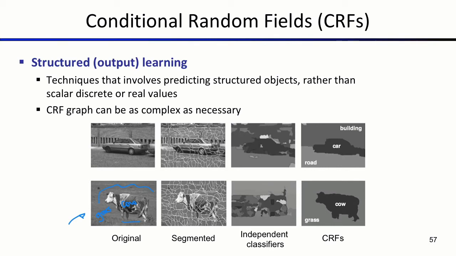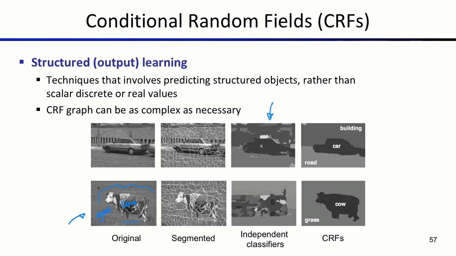The first task is to segment the image. I'm going to divide the image according to the color of the pixels or other characteristics. After I have segmented the image, I'm going to use a classifier to classify each segment. So we see here the output of independent classifiers, and we can see that the quality is not very good. We can improve the quality by using a conditional random field.